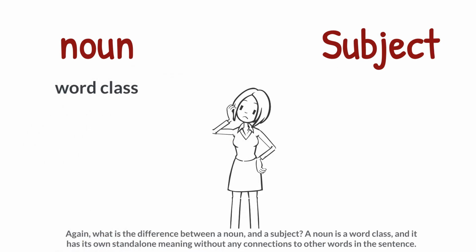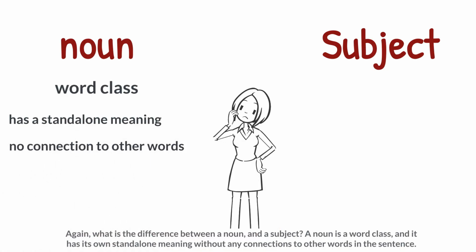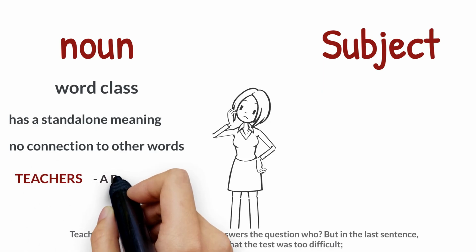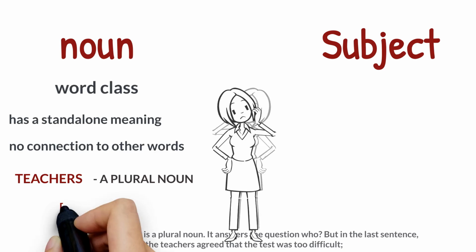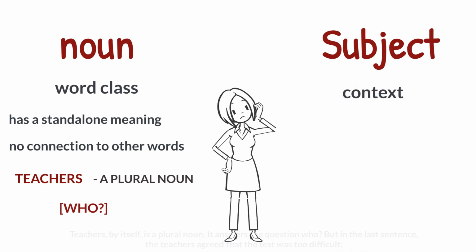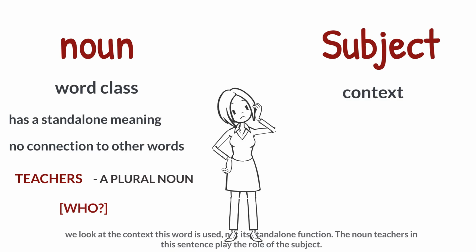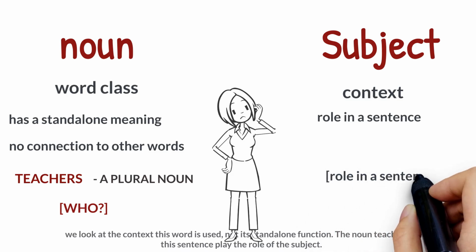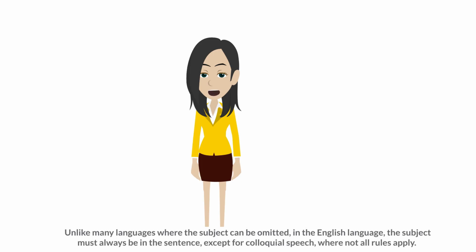A noun is a word class, and it has its own standalone meaning without any connections to other words in the sentence. Teachers by itself is a plural noun. It answers the question who. But in the last sentence, the teachers agreed that the test was too difficult, we look at the context this word is used, not its standalone function. The noun teachers in this sentence plays the role of the subject. Unlike many languages, where the subject can be omitted, in the English language the subject must always be in the sentence, except for colloquial speech, where not all rules apply.